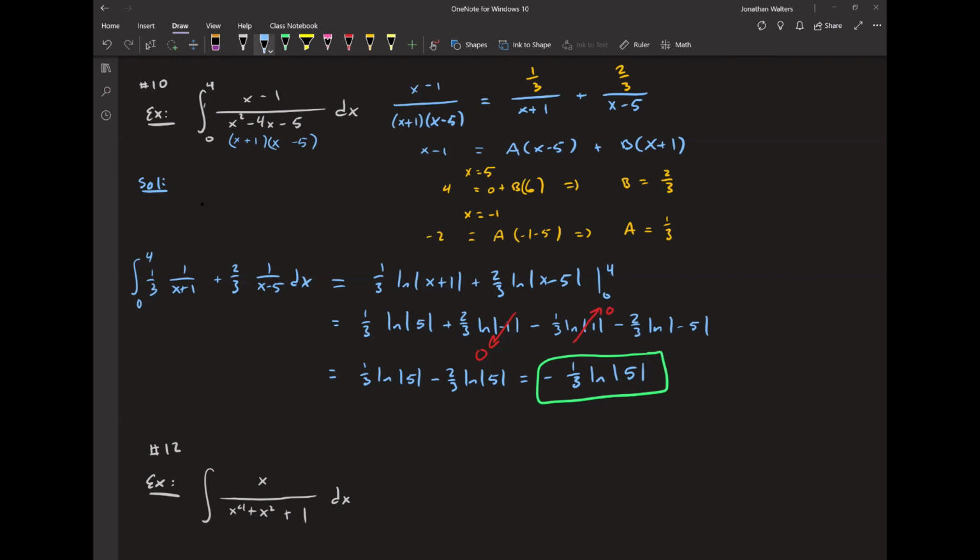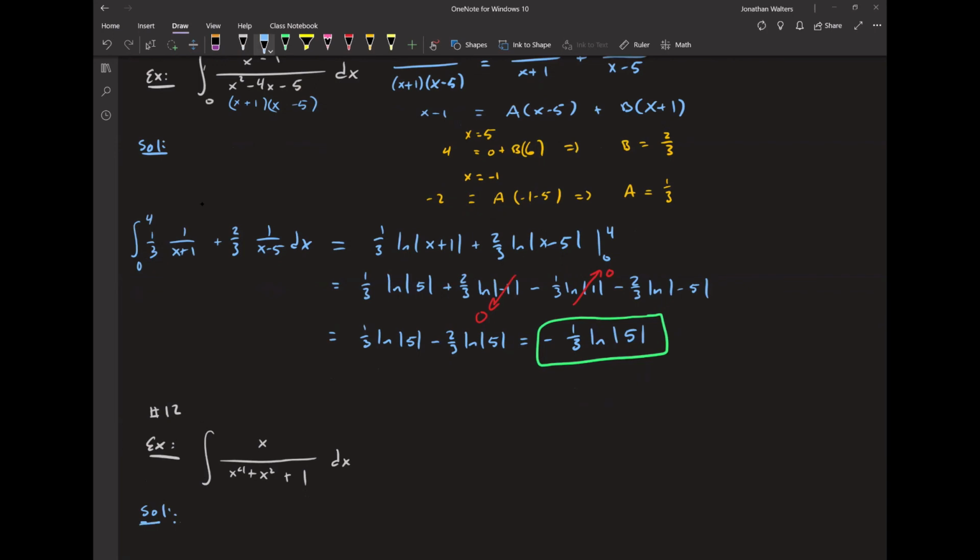It's a rational function, but it's got a fourth power in the bottom and an x on top. I'm tempted to do a u substitution to get the x out of the top. Does that make sense? If I do u equals x squared, then that bottom would become u squared plus u plus 1. And the top would kind of go away. So then I basically just have to integrate 1 over u squared plus u plus 1. So let's look at that.